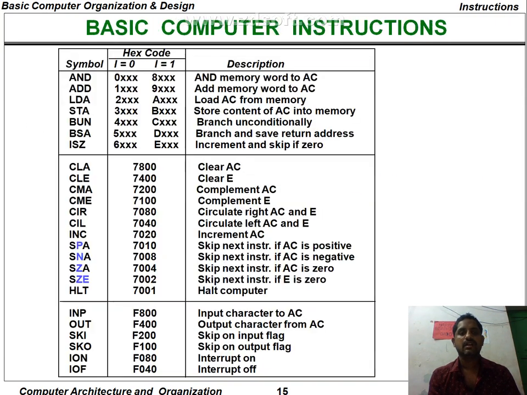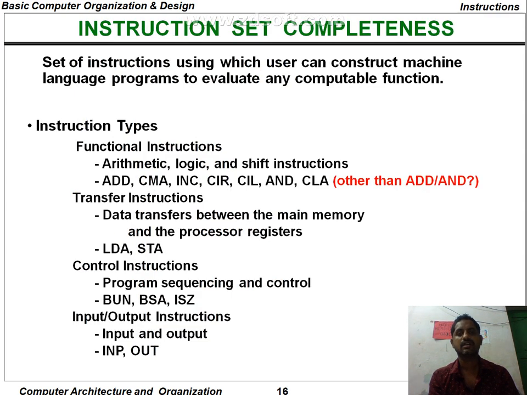Complement, INC (increment), CIL (circulate left), AND (end operation), CLA (clear operations). So these are the functional instructions. And now the transfer instructions. There is a data transfer between the main memory and other processor registers. You can use load and store. These are the two types of transfer instructions.